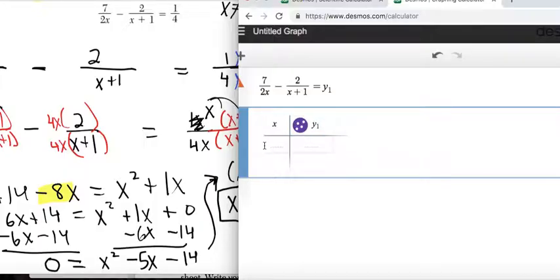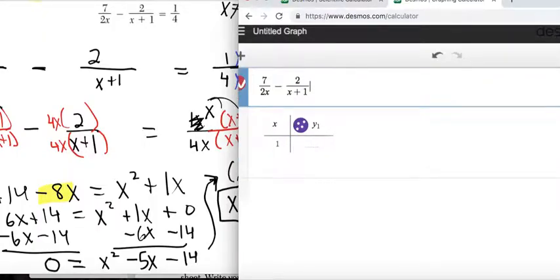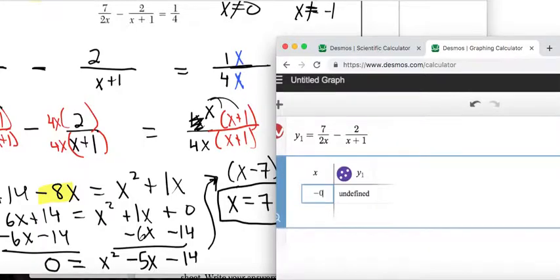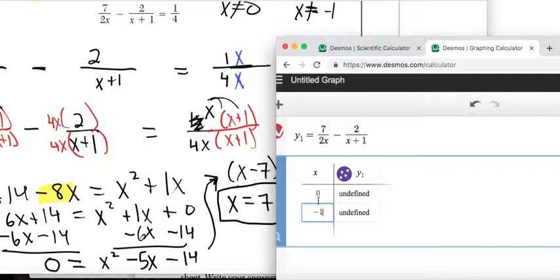Let me see if it works if I put the y1 last. So like if I put 0, 1, I have to put the y1 first. See how I said when it's equal to 0, it can't work, it's undefined, and when it's negative 1, it's undefined. So we did do that correctly. I just like to put them in order.